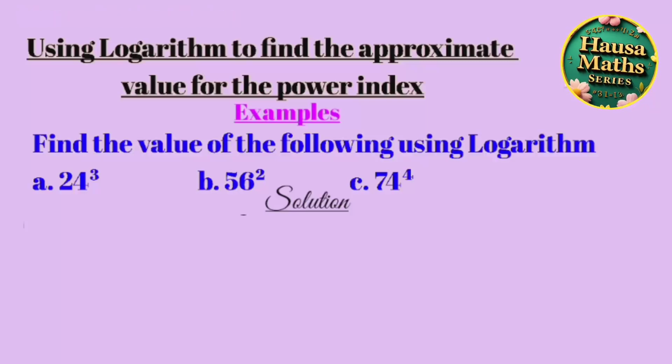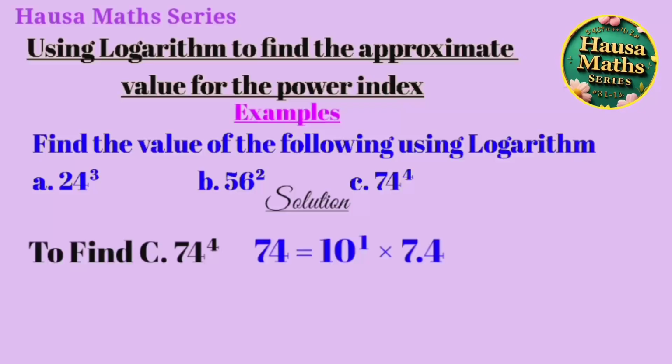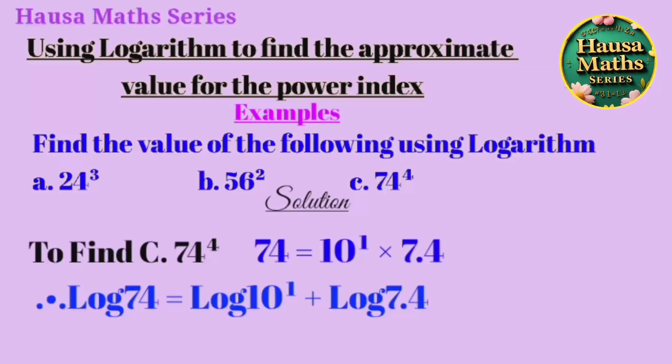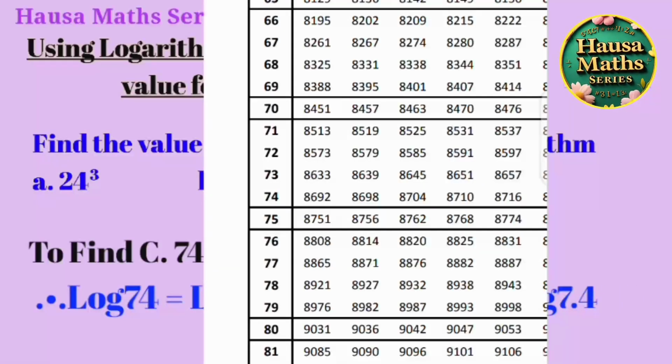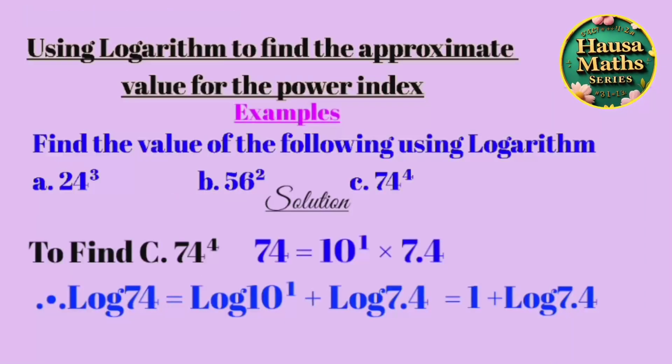The last one is to find c, 74 raised to power 4. We follow the same process. We convert 74 to standard form, which is 10 raised to power 1 multiplied by 7.4. Log of 10 raised to power 1 is 1 and log of 7.4 is found in the log table. So log 74 is equal to 1 plus log 7.4. Looking at the logarithm table, we have 74 under 0 is 0.8692 exactly.